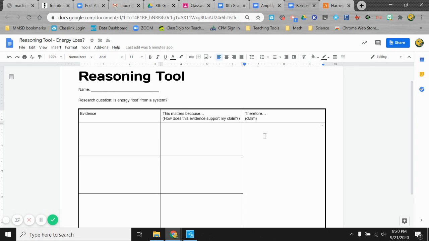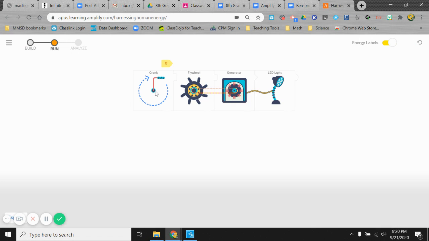I have a system that I want you to analyze. It's a simple system. We have a crank connected to a flywheel, a generator, and then an LED light. So I built this before. I'm going to crank this a few times. We'll go to 100, just make it an easy number. Okay, and we can click transfer. And there we have a simple system to illuminate an LED light.